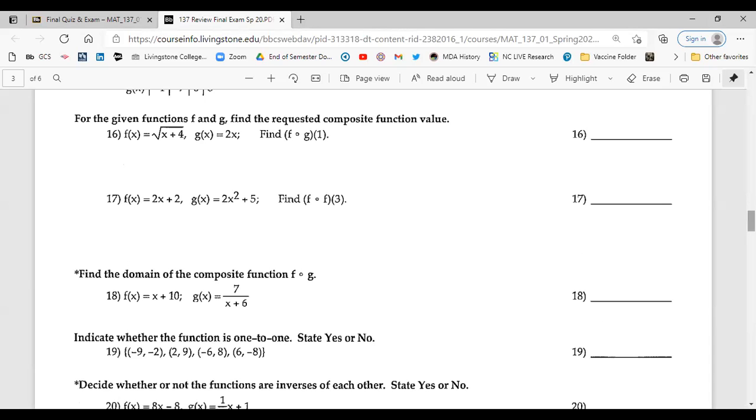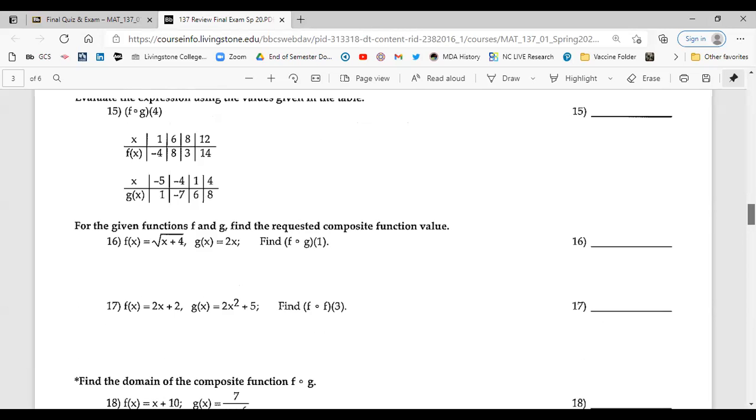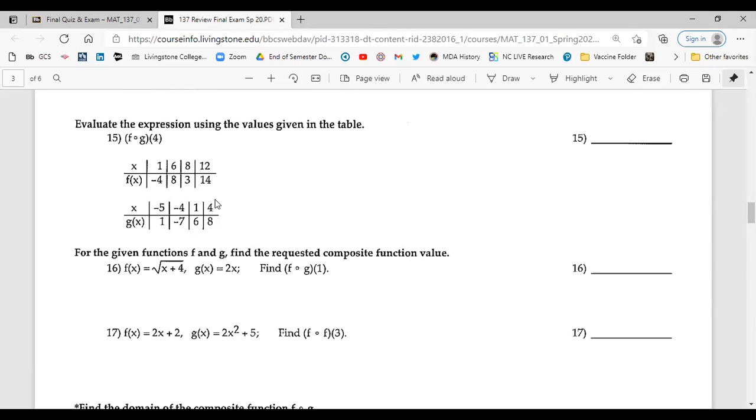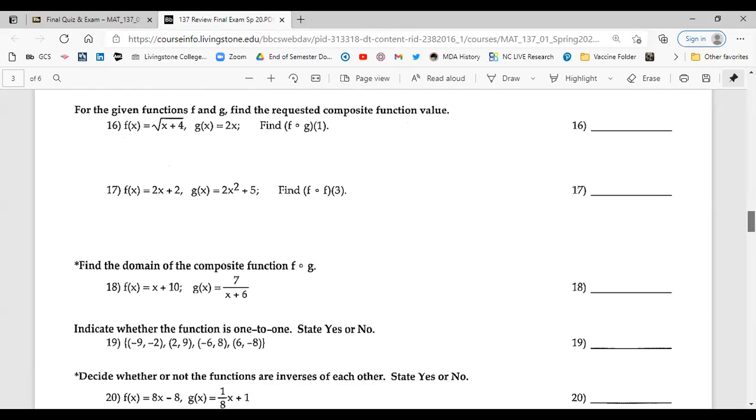So number 16: for the given functions f and g, find the requested composite function value. Now here, we're doing algebraically what we did up here on 15 with these charts or tables. Can you do one? Yeah, of course. All right.